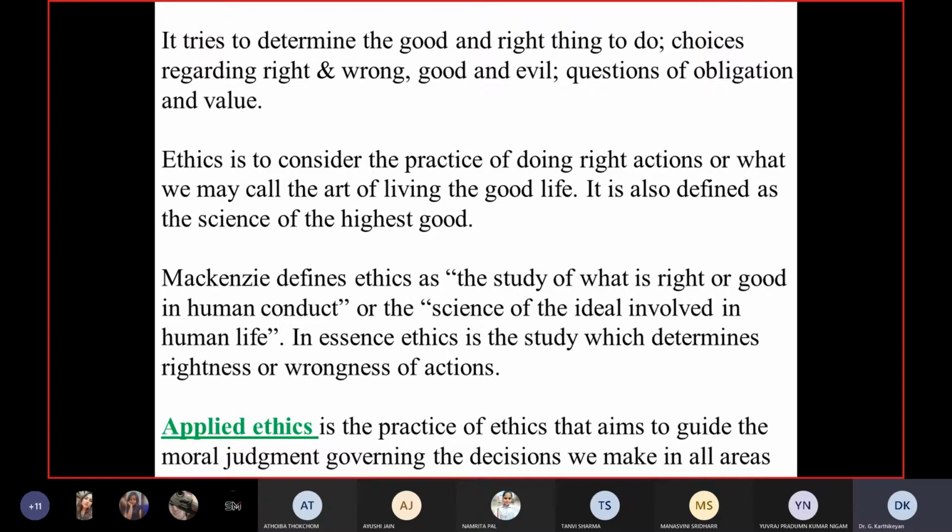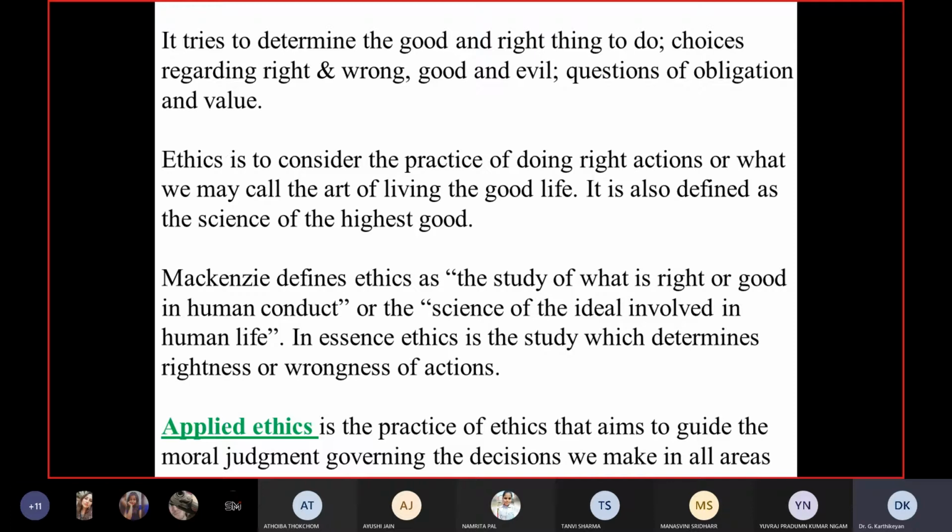So ethics is to consider the practice of doing right actions, or what we may call the art of living the good life, right? It is also defined as the science of highest good. Mackenzie, an extremely popular social scientist, defines ethics as the study of what is right or good in human conduct, or the science of ideals involved in human life, right?